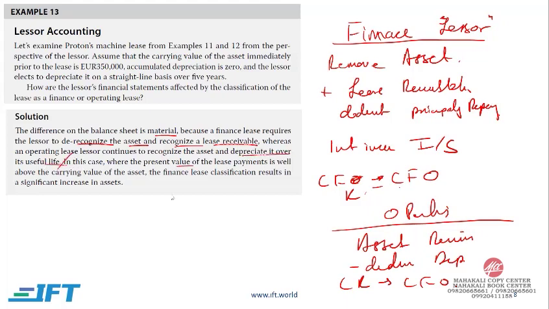In the case where the present value of lease payments is well above the carrying value of the asset, the asset has been removed and the lease receivable will be quite high. So the finance lease classification results in a significant increase in assets for the lessor. So that's it for today.